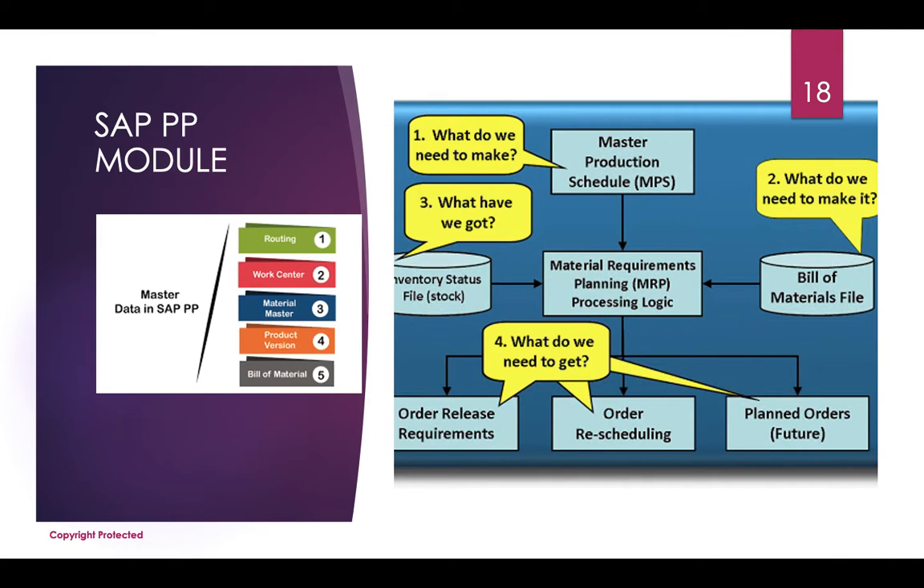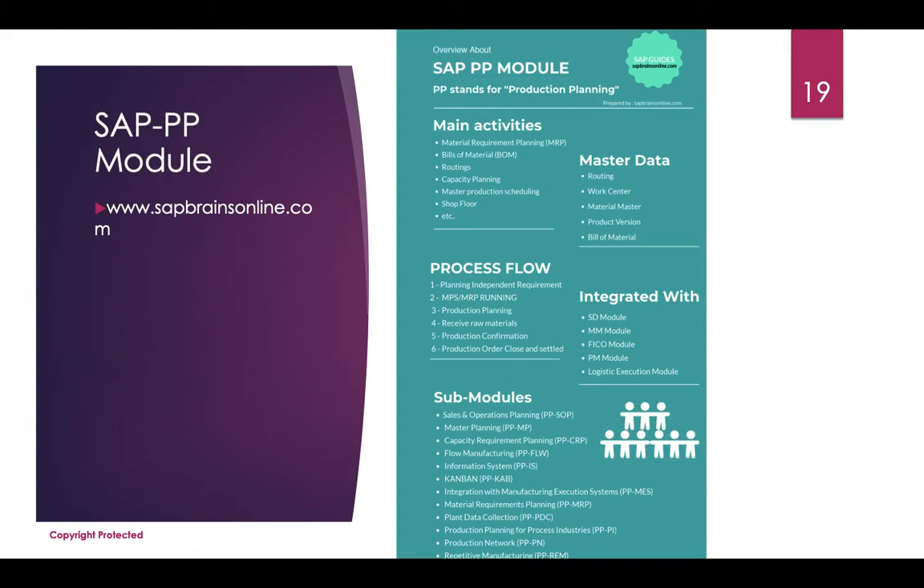Now I go to our next slide. I have written what SAP PP is capable of. If you can see, SAP PP can do material requirement planning, bill of material, routing, capacity planning of the machines, master production scheduling, shop floor operation, etc. And I have already told you that there are many master data in SAP PP, like routing, work center, material master, product version, bill of material.